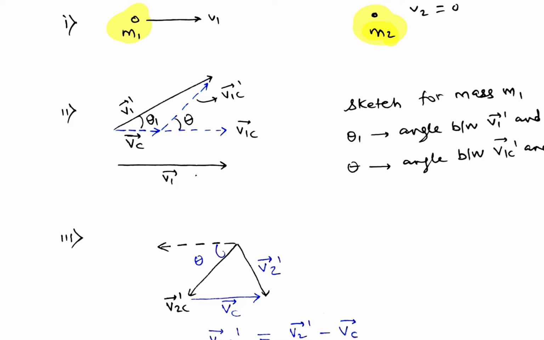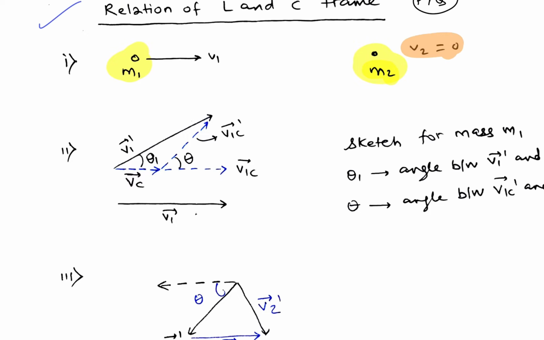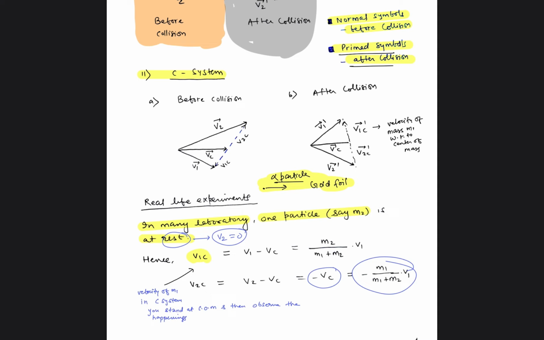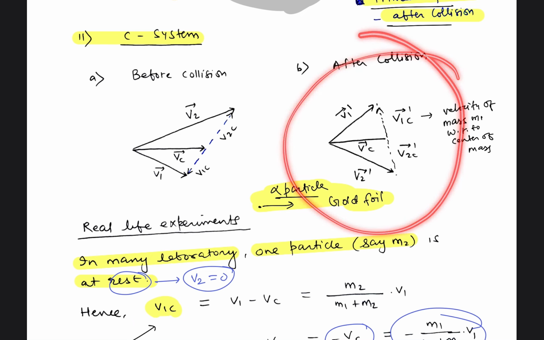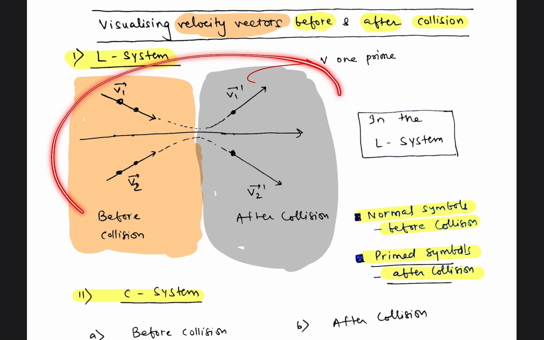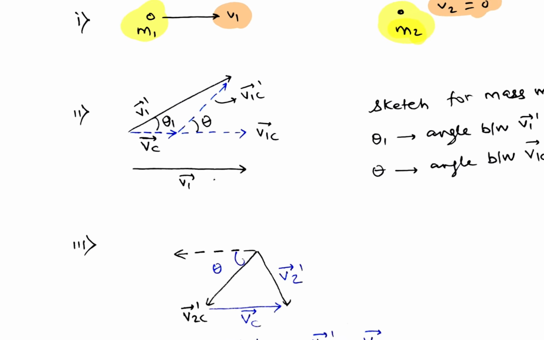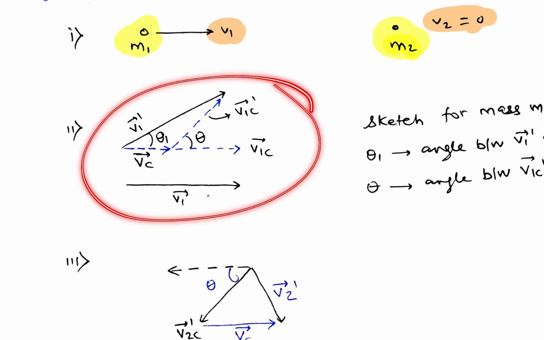So we have mass M2 kept here, and mass M1 here, but moving. This is at rest because velocity V2 is 0 and velocity of M1 is V1. Okay. Now you will study all these vector diagrams. We have the vector diagram of the C system before collision here. After collision, we have the vector diagram here, and this is in the L system. So we will try to combine them in a single figure. So this is the case here.